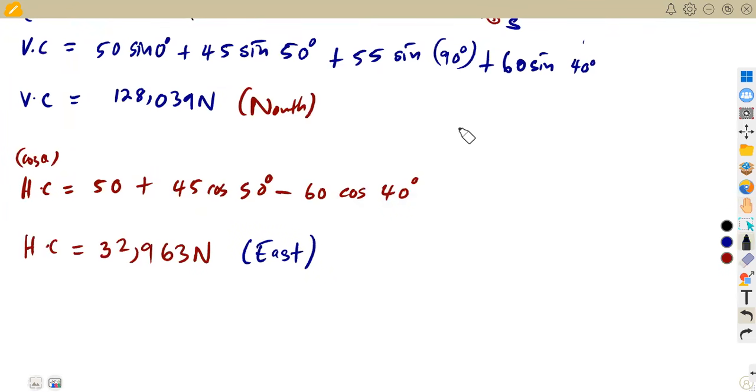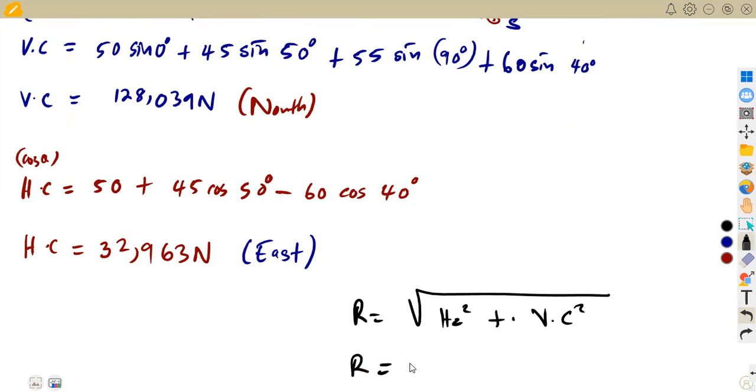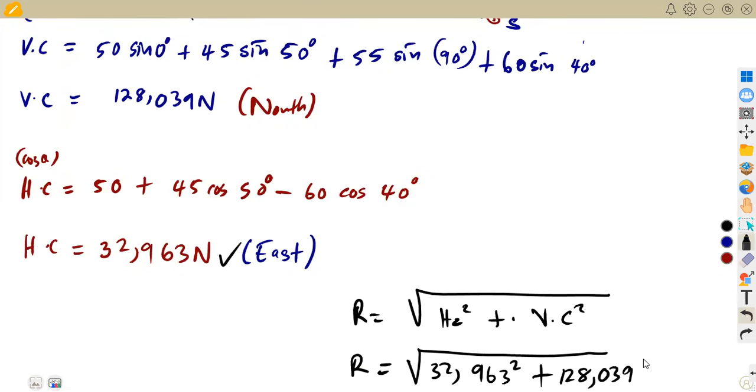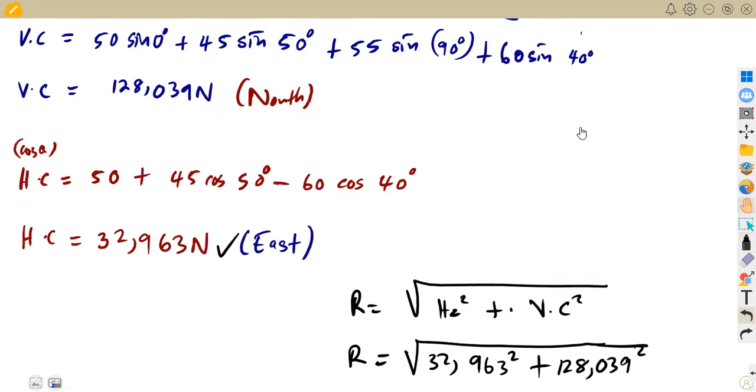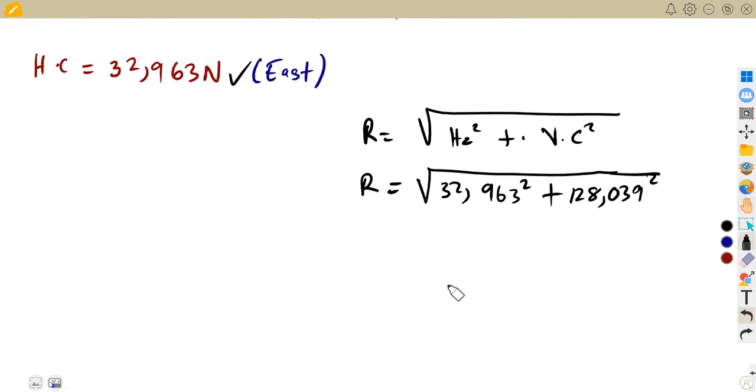Our formula from our Pythagoras states that R is going to be the square root of the horizontal component squared plus the vertical component squared. So you're going to consider the square root of the horizontal component, which is 32,963 squared plus the vertical component squared, which is 128,039 squared. We are taking what? The resultant in this case now. So this is going to give us the resultant of everything. And that was going to be 132,214 Newton in this case.